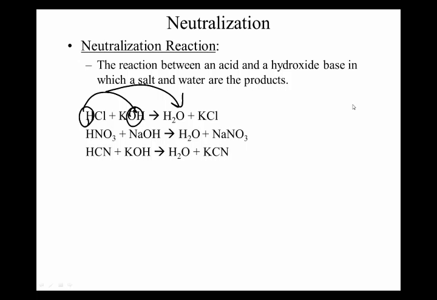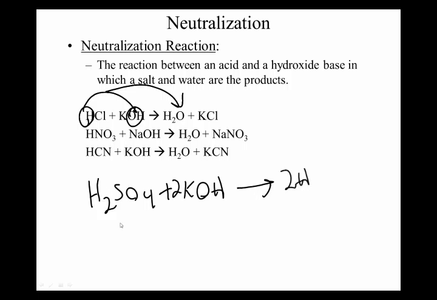Other thing, let's talk about H2SO4 and KOH. This is going to go all the way to the right. The hydroxide has to react with hydrogen, but each sulfuric acid has 2 hydrogens to donate. So we'll need 2 potassium hydroxides to react with each one. And this will produce 2 waters and K2SO4.